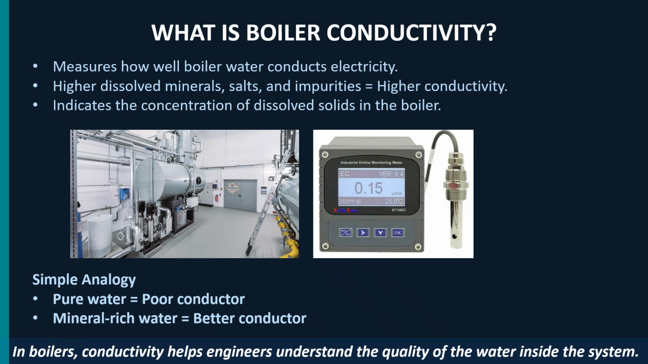Boiler conductivity is a measurement of how well boiler water can conduct electricity. The more dissolved minerals, salts, and impurities present in the water, the higher the conductivity. Think of it like this: pure water equals poor conductor. Water with dissolved minerals equals better conductor. In boilers, conductivity helps engineers understand the quality of the water inside the system.